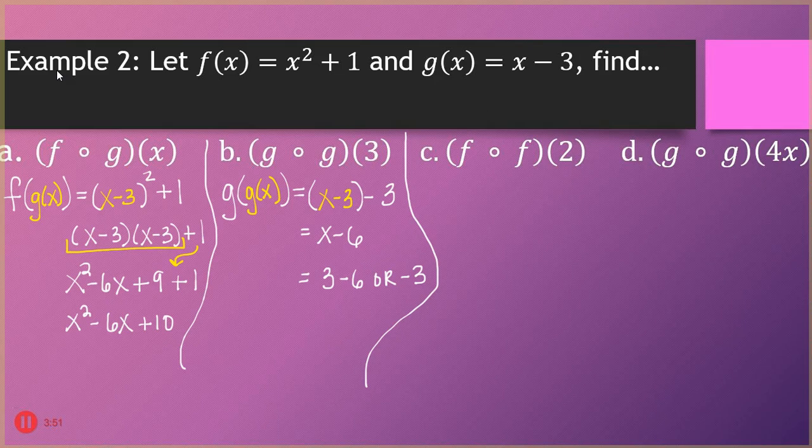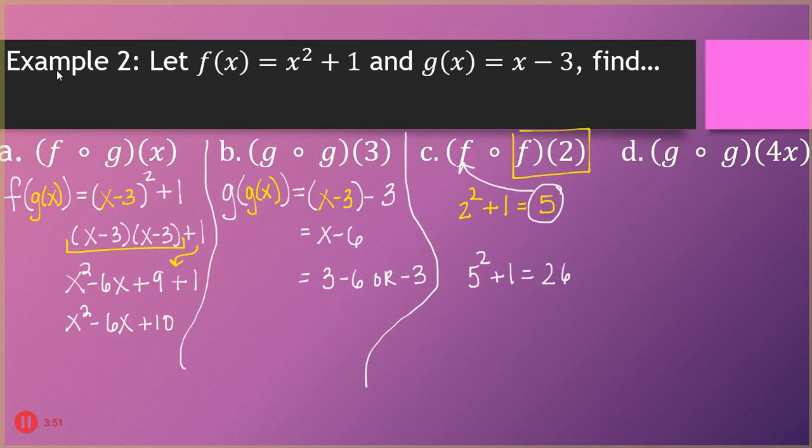So in this next example, it says find f of f of 2. We can always begin by finding f of 2. So if I find f of 2 first, then I would have 2 squared plus 1, which is 5. And then I'm going to take that answer and put it back into itself. So if I do that, I would have 5 squared plus 1, which is 26.